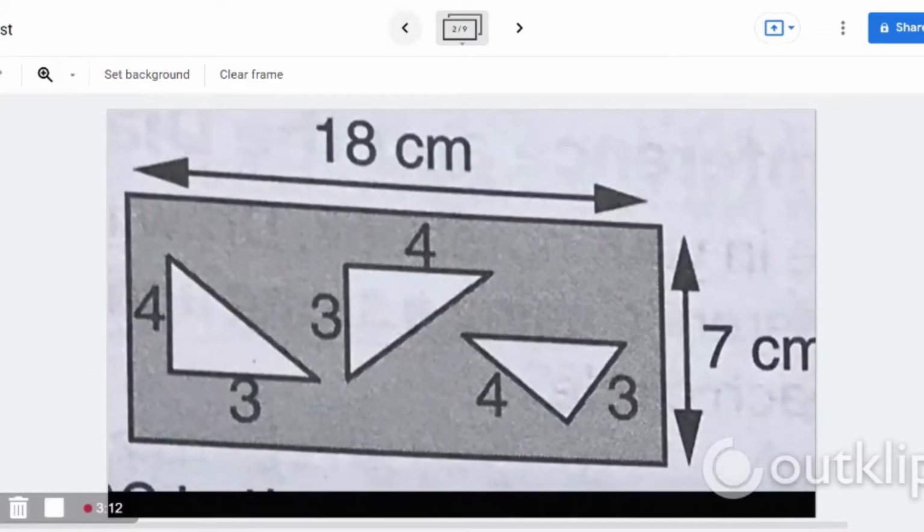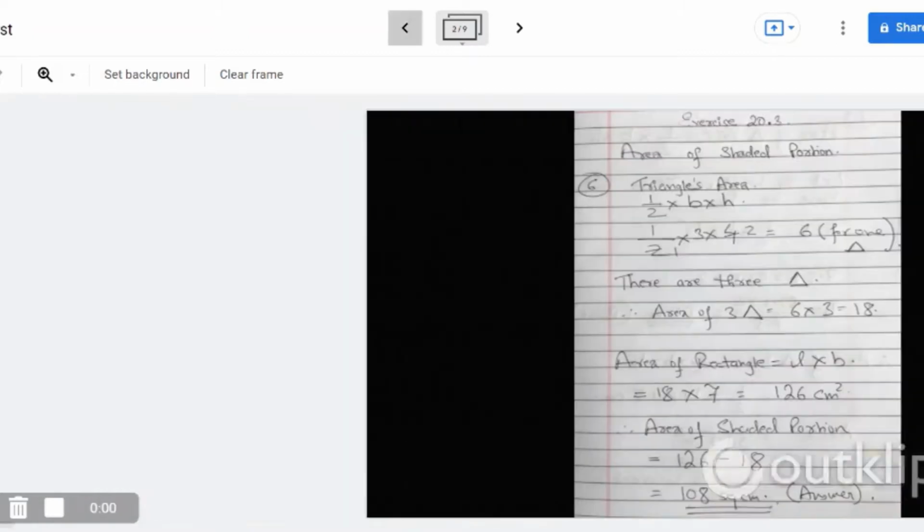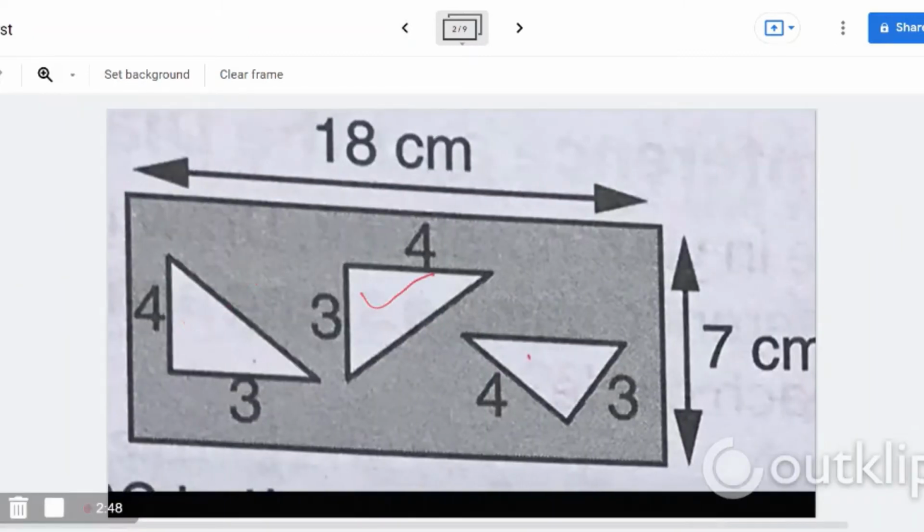Similarly, I have finished with the 3 triangles. Now take out the area of this rectangle. The formula to find out the area of a rectangle is length into breadth. So what is the length? 18. What is the breadth? 7. 18 into 7 is 126. Now you have got two areas. See, the area of the three triangles is 18 and the area of this big rectangle is 126.